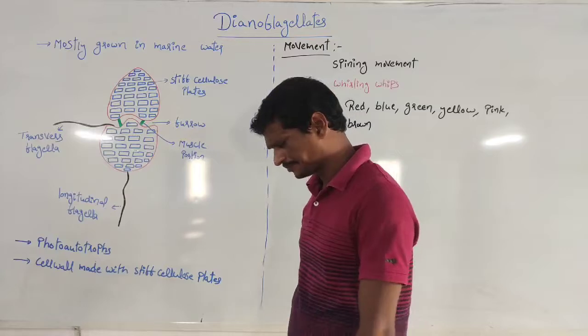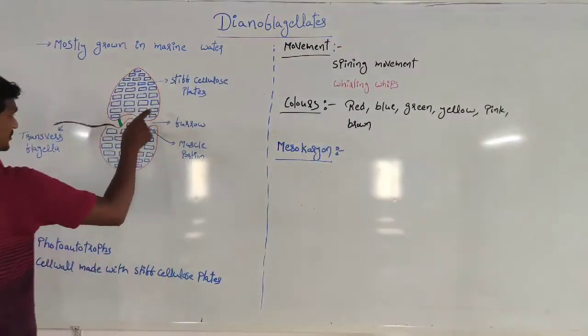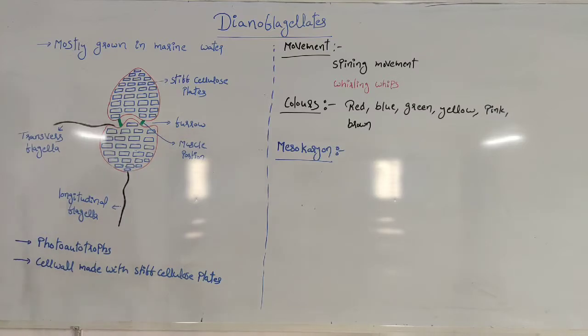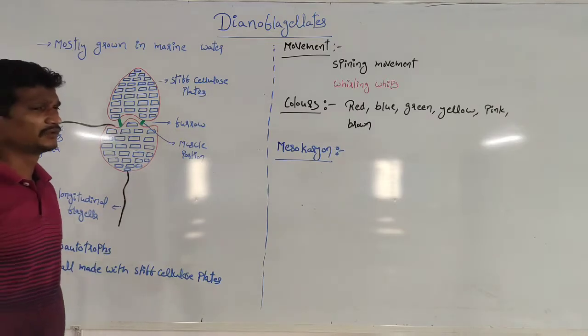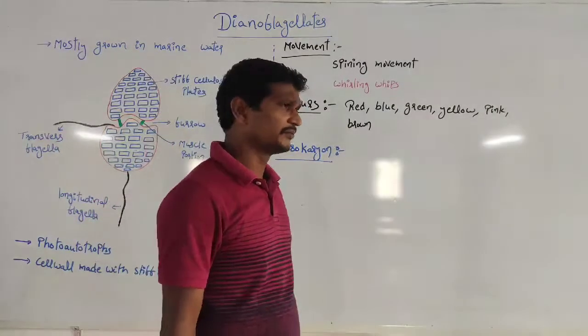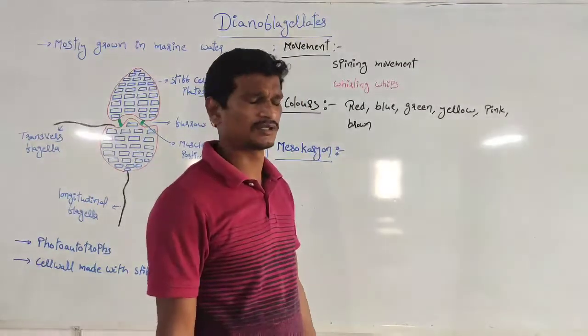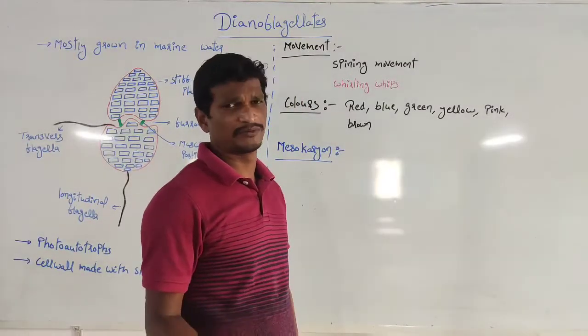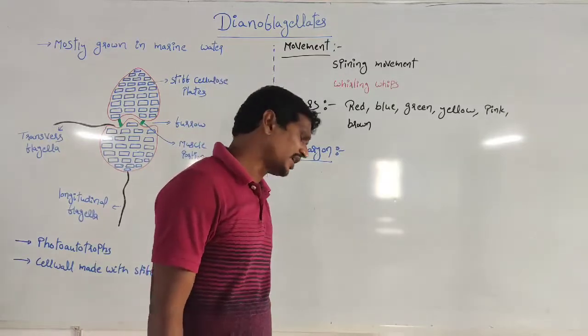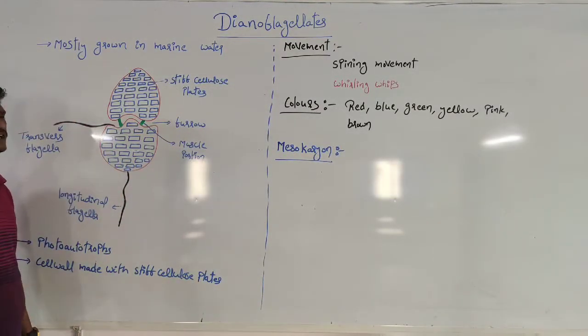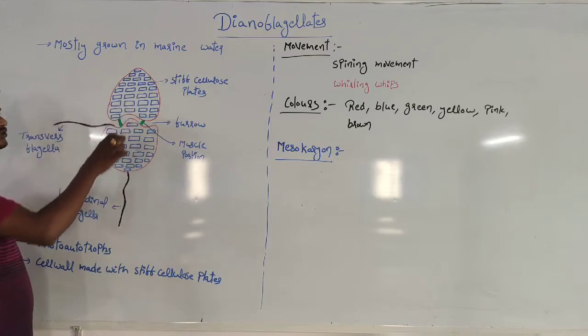And remember, I drew some plate-like structures here. The blue colored structures are the plate-like structures, and they are nothing but stiff cellulose plates. So we know that the dinoflagellate cell wall is made up of stiff cellulose plates. The organisms have two flagella, and the body is divided into two parts.